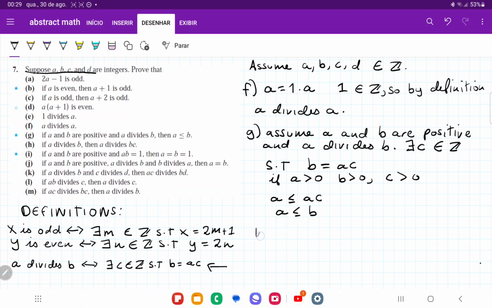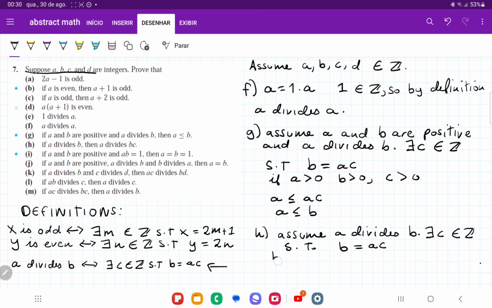Okay, let's go to H. Assume A divides B. So if A divides B, then there exists a C belonging to the set of integers such that B is equal to AC, right? Such that B is equal to AC. And so if B is equal to AC, we're trying to show that A divides BC.